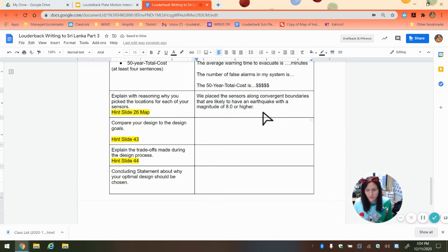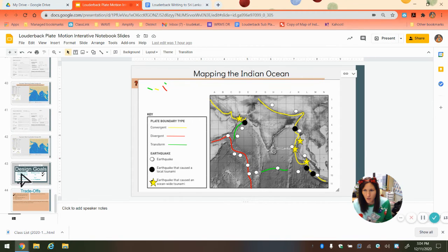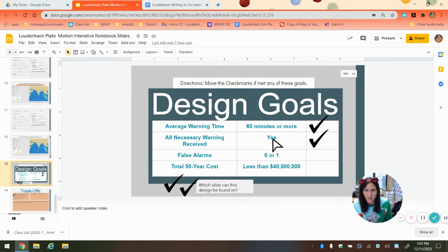You're signifying the specifics behind that. Okay. Then we're going to be comparing your optimal design to the design goals. The hint here is slide 43. We were looking at our design and we're seeing which of the 4 major features did we get close to.